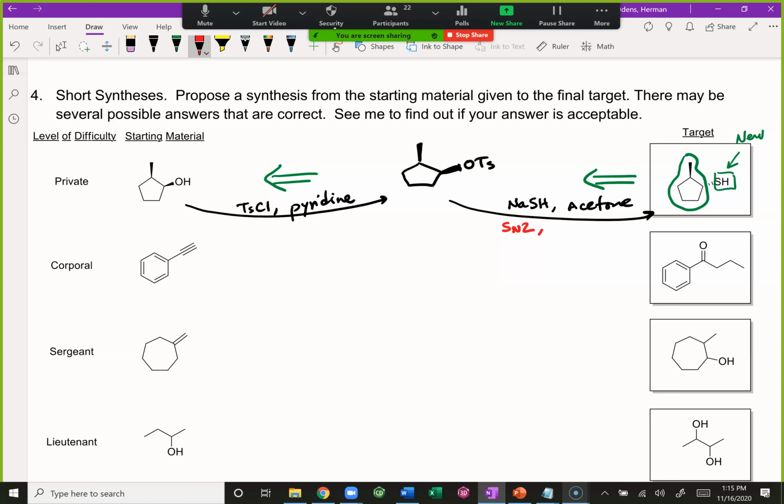Poor kitties. So here we need, this will be an SN2 and a protic solvent.